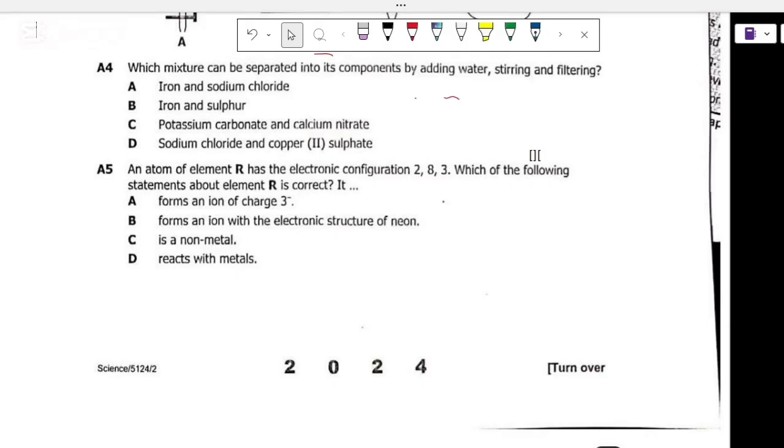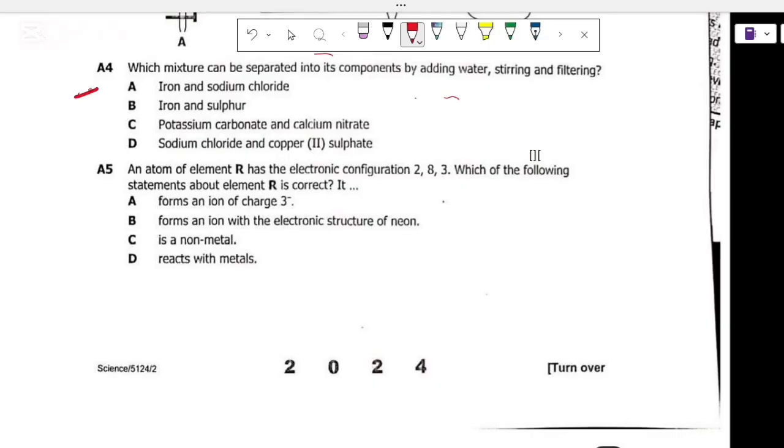So question 4 says, which mixture can be separated into its components by adding water, stirring, and filtering? Which mixture can be separated into its components? So this is an act of separating something. By adding water, you just add water and then you stir and filter.